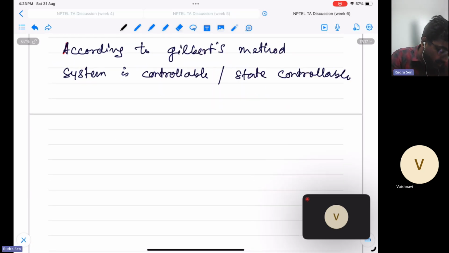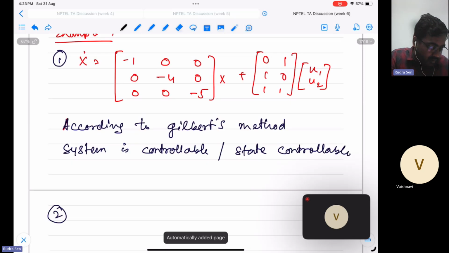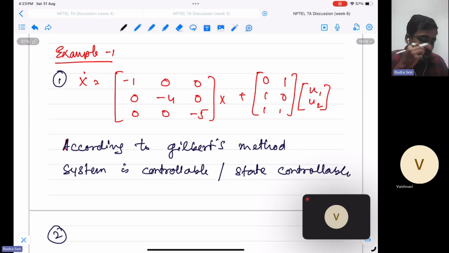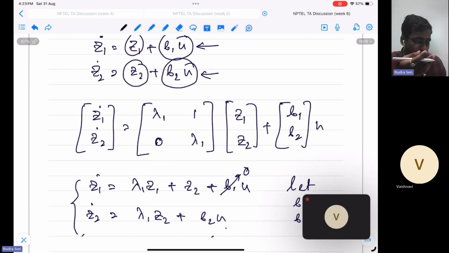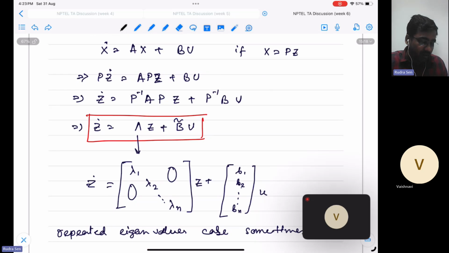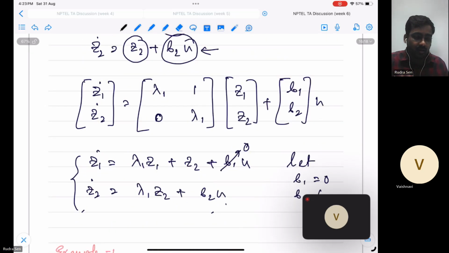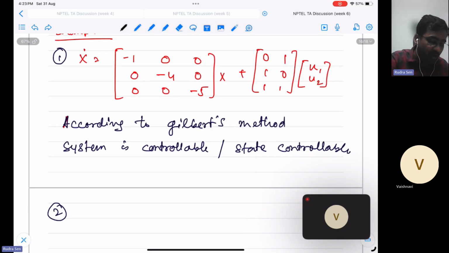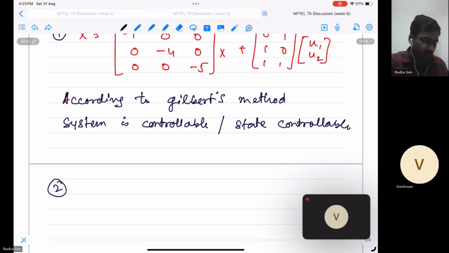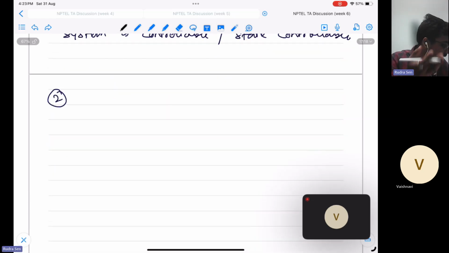Next, normally you are given a system and you have to find out its diagonal form using the diagonalization method, and then check whether those conditions are satisfied or not. Here I am showing you only the diagonal form. In the exam, you may be asked to find the diagonal form at first and then check the controllability.